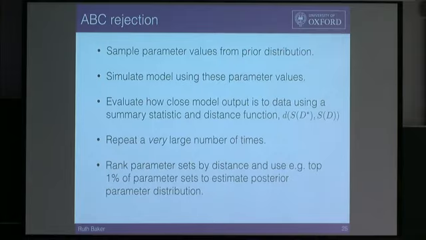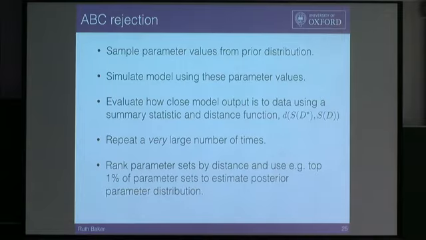Typically a million or so. Then I'm going to rank my parameter sets in order of this distance function, take the top 1% of parameter sets, and use them to estimate a posterior parameter distribution. The idea is that I do this process for a whole load of different summary statistics and see which of them can tell me about which of the parameters in my model.